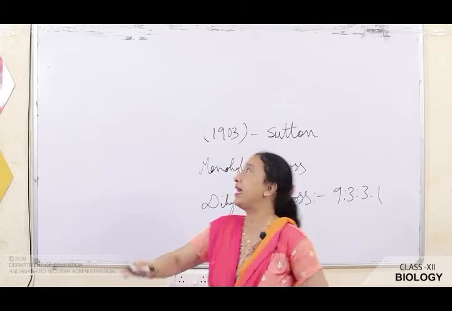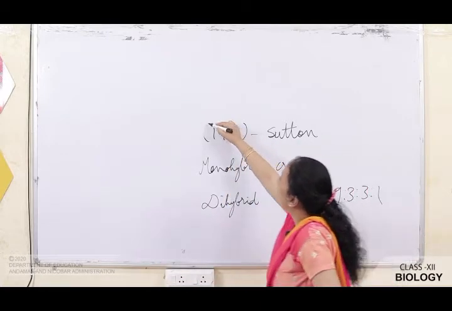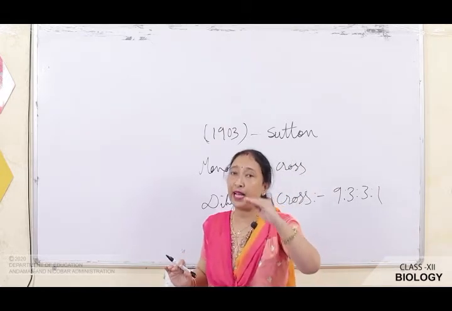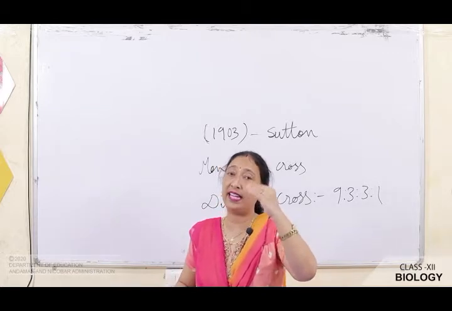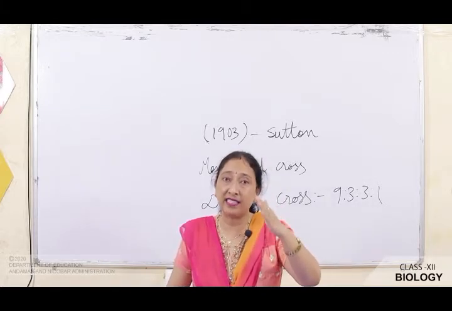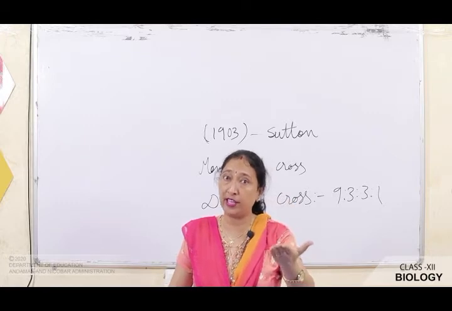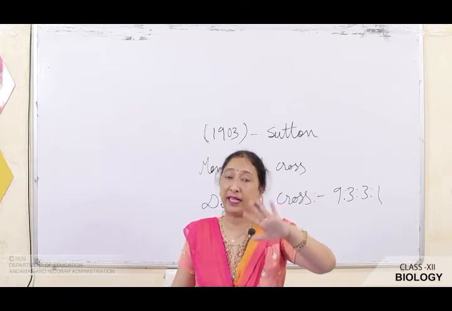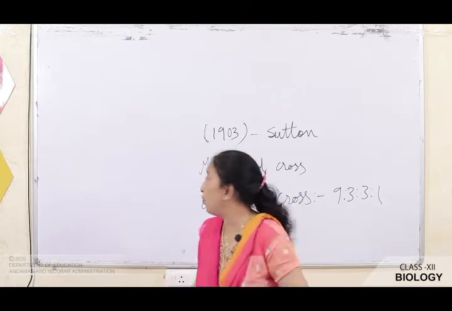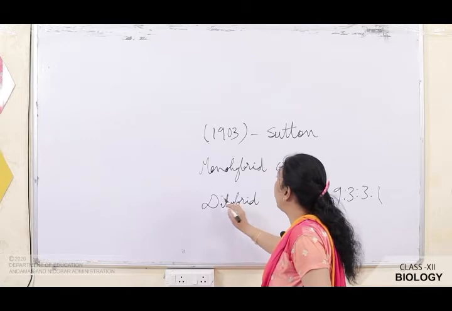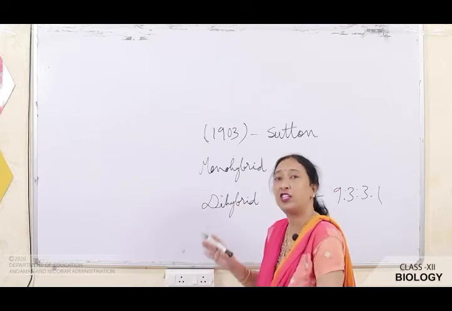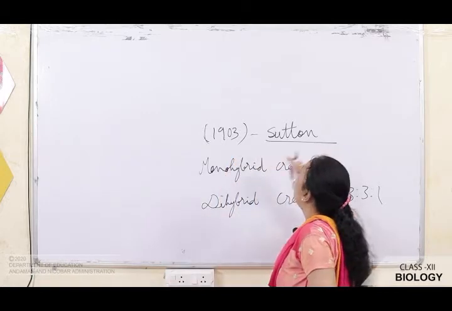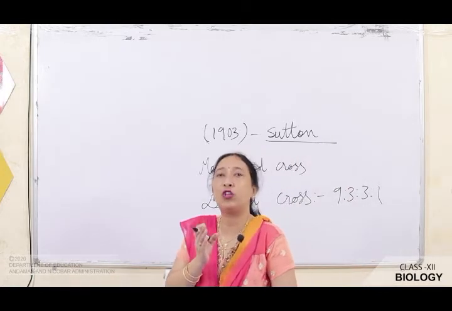That was proved by Sutton in 1903. Along with the dihybrid cross, he was able to tell that the linked genes failed to separate, so hence the ratio maintains. In the monohybrid the ratio maintains, but in the dihybrid it deviated from the Mendelian ratio of 3:1 to 9:3:3:1. Here itself it shows that linked genes were present, but Mendel couldn't notice that. It was Sutton who noticed this, and he gave it in his chromosomal theory of inheritance.